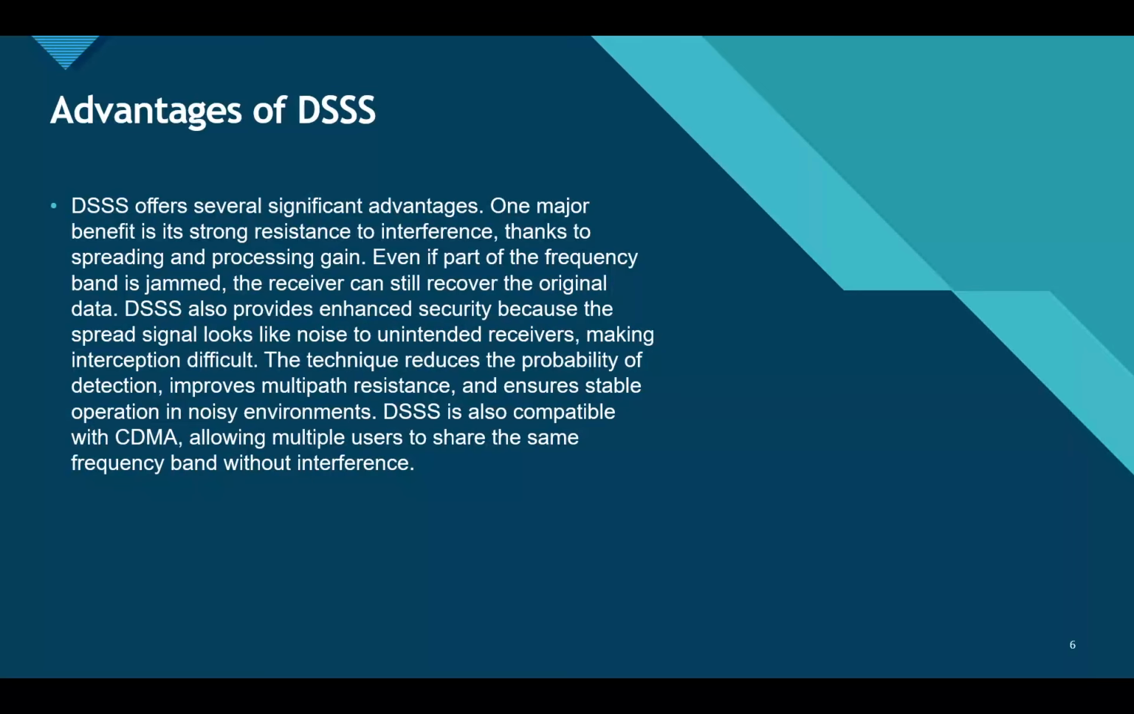Now, what are the advantages of this technique? First, it has excellent resistance to interference. Even if a part of the spectrum gets jammed, the receiver can still recover the data. So it is the main advantage. Secondly, it improves security. The signal spreads so widely that it appears like noise to anyone who doesn't know the pseudo noise code. This reduces the chance of detection or interception. DSSS also provides multipath resistance, meaning it works well in environments with reflections or obstacles.